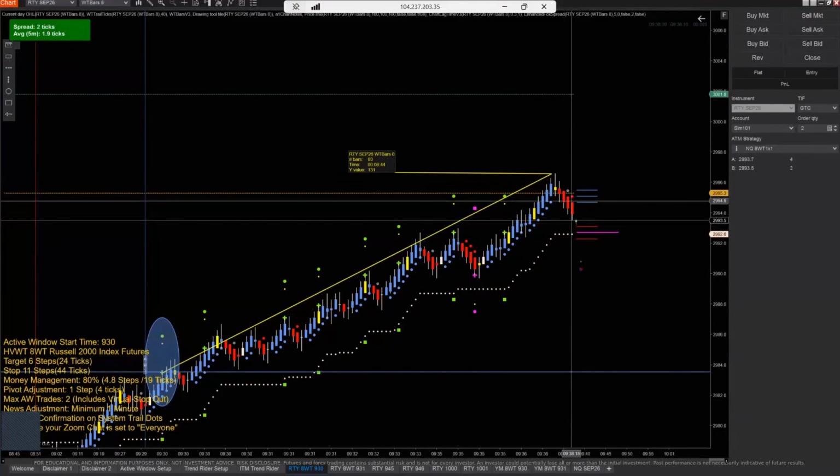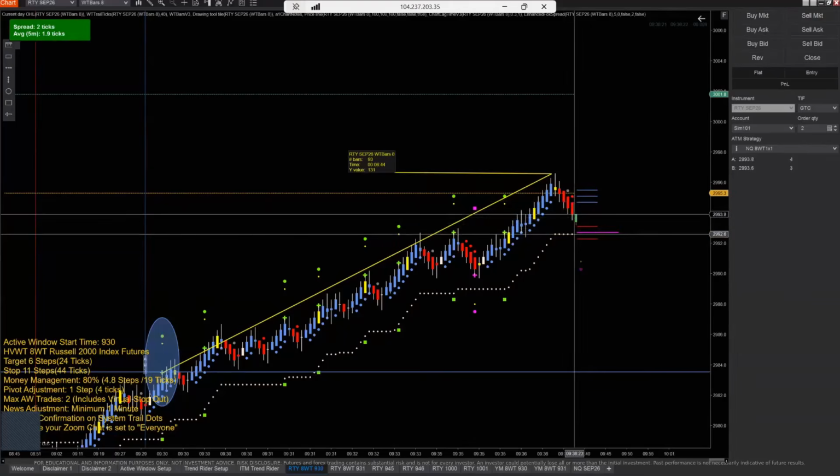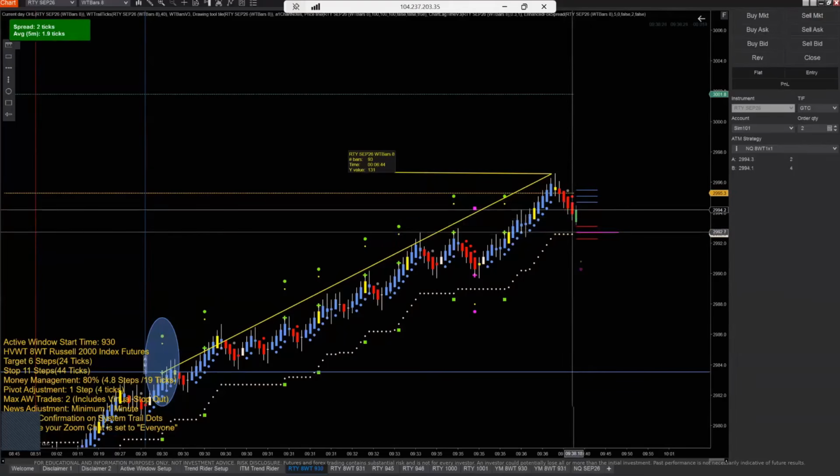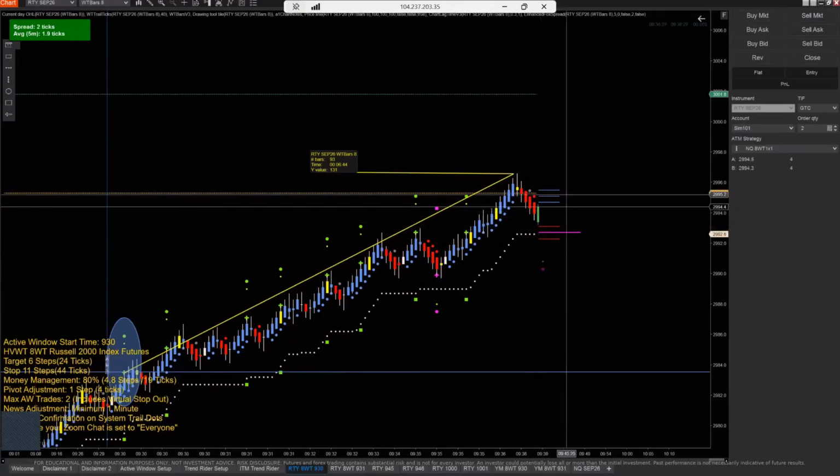All right, so we've leveled off at 131 with the trail stop on this trade at 2992.6. Do we have any more gas to get to the upside?